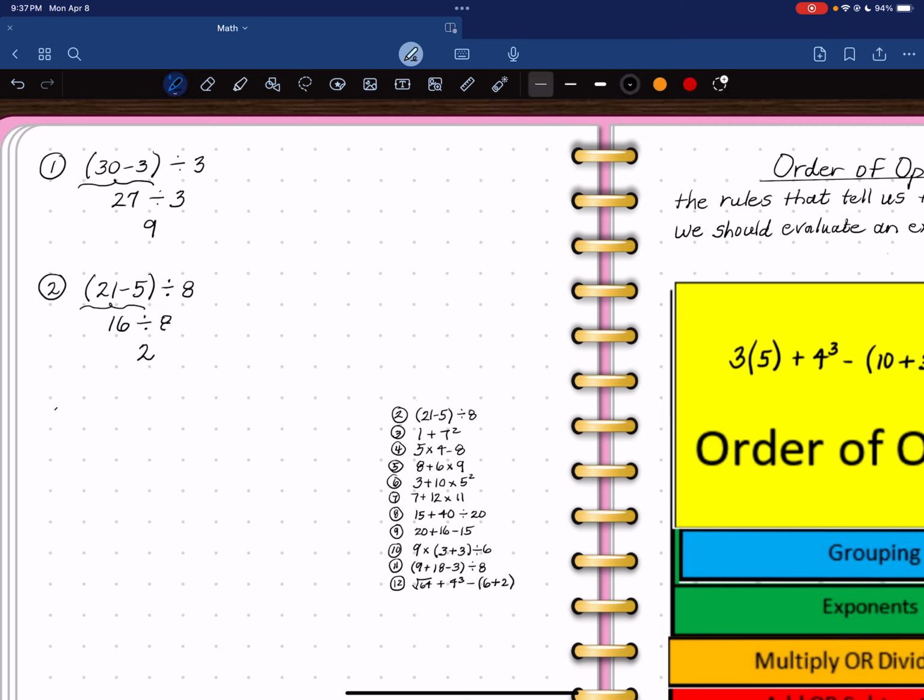Number 3, I have 1 plus 7 squared, or 7 to the second power. You can say 7 to the second power or 7 squared. No grouping symbols this time, but we do have an exponent. 7 to the second power means 7 times 7, not 7 times 2, and that is 49. Bring down the 1 and the plus, and there's no multiplying or dividing, so we'll add to get 50.